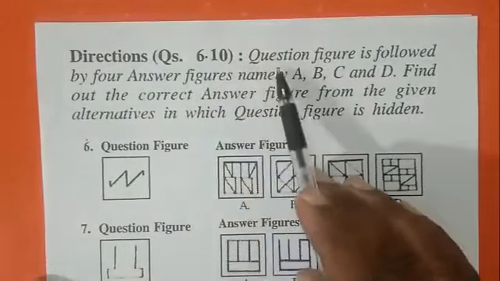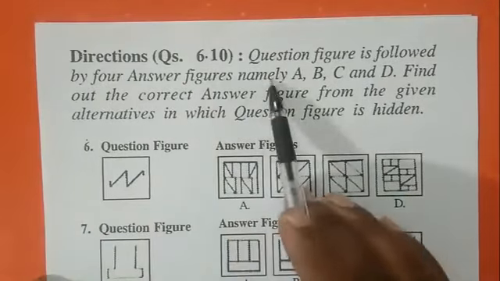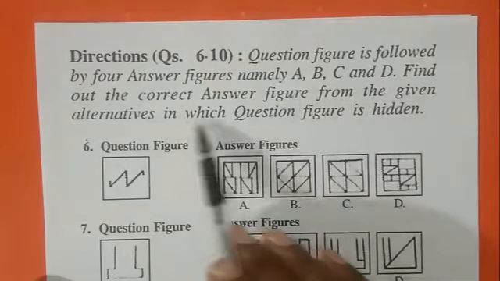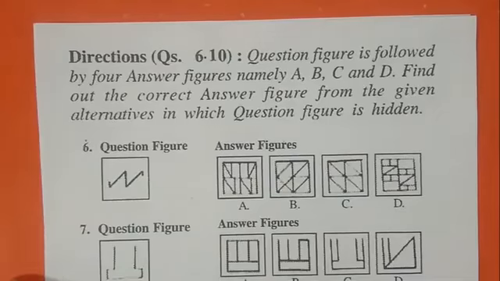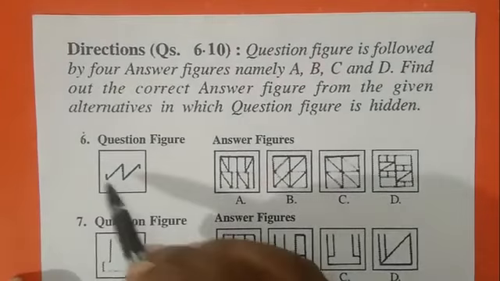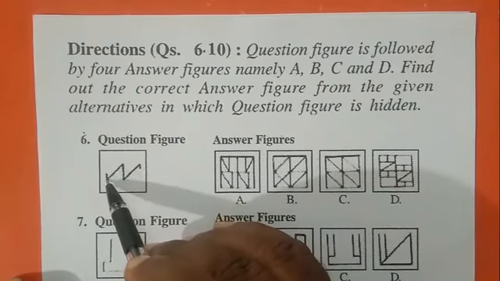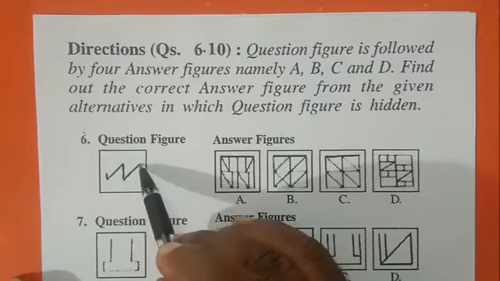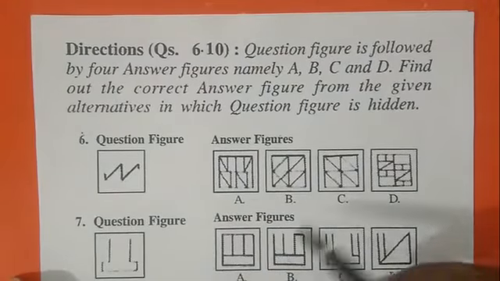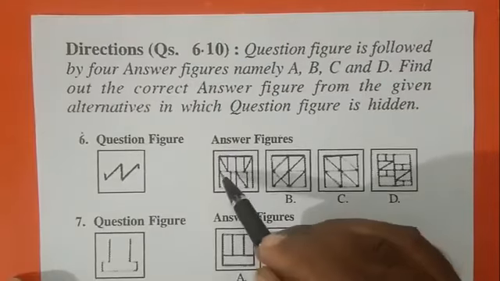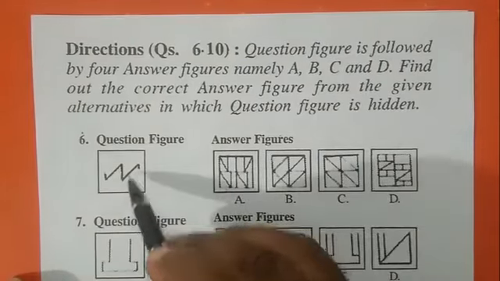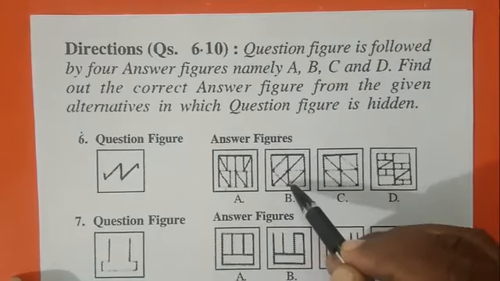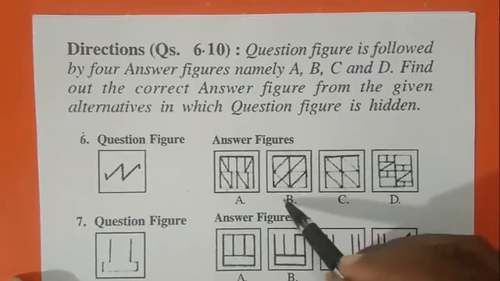Direction, question number 6 to 10. Question figure is followed by 4 answer figures, namely A, B, C and D. Find out the correct answer figure from the given alternatives in which the question figure is hidden. Question figure first. If we come here, we have not found any figure like that, but in B we find, if we start from here, a figure like that. So B is the right answer.